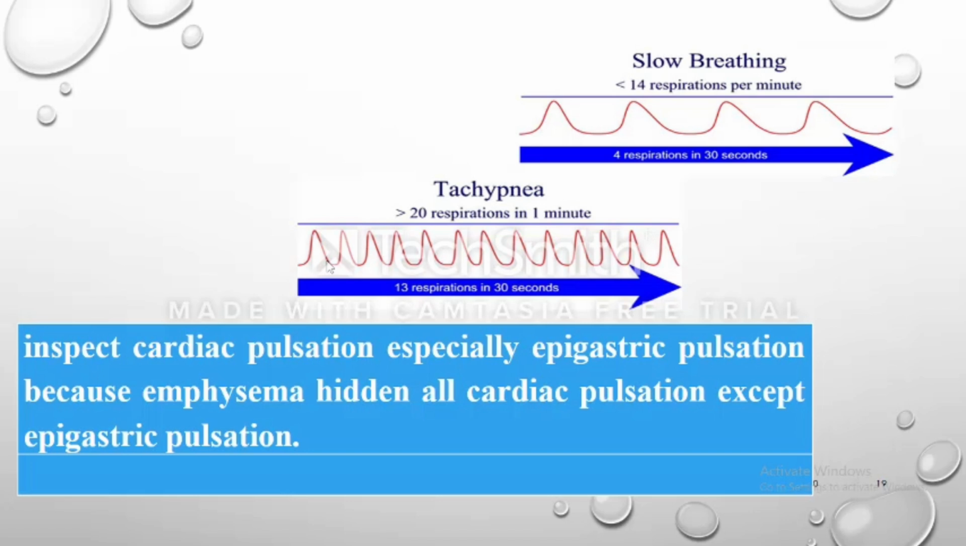This is the illustration about the slow breathing and the tachypnea. It's shaped like that. Inspect the cardiac pulsation also, especially epigastric pulsation, because emphysema hides all cardiac pulsation except epigastric pulsation.